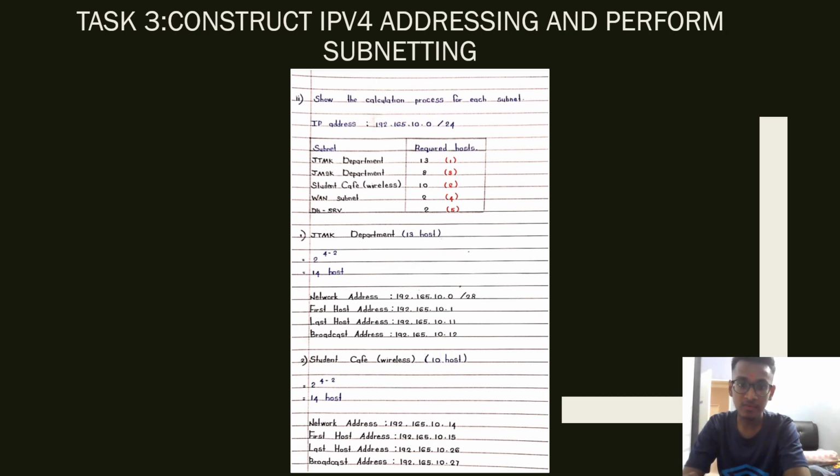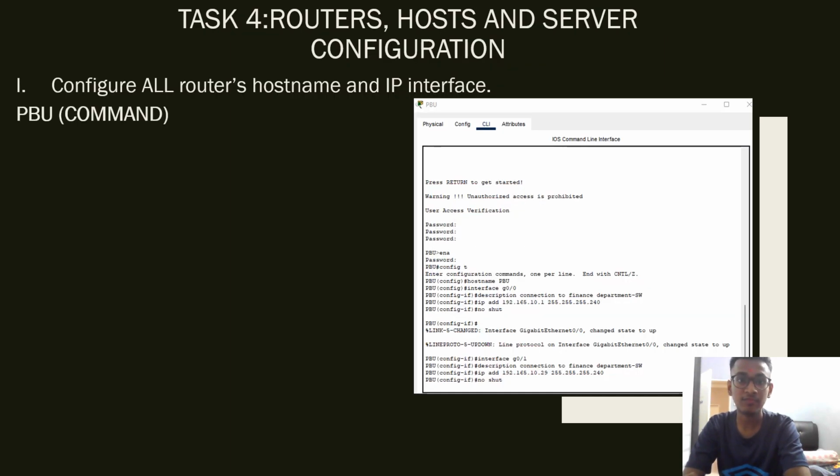So the network address will be 192.165.10.14. The first host address will be 192.165.10.15. Last host address will be 192.168.10.26. And the broadcast address will be 192.165.10.27.